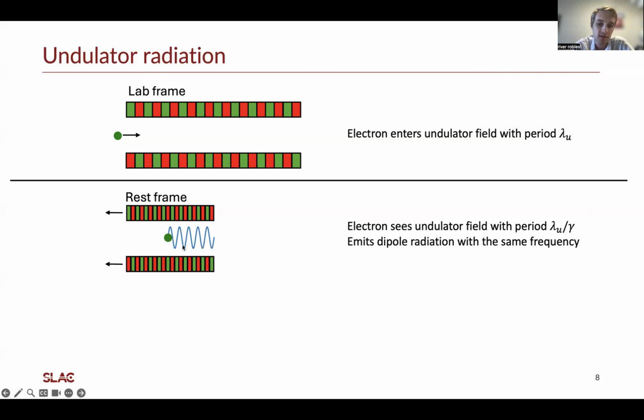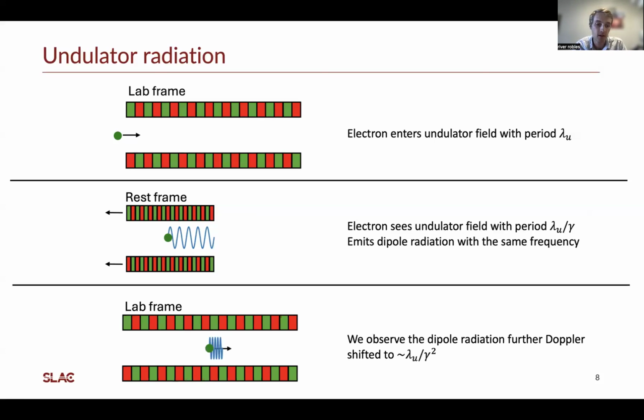As the electron sees that field, it oscillates up and down like an electric dipole, and it emits dipole radiation with that same contracted wavelength of lambda u over gamma. Of course, we are not living in the rest frame observing this radiation. We are observing this radiation in the lab frame. So we have to think about what changes when we sit at the end of the undulator and watch this radiation coming out of the electron. Well, we perceive it with another effective length contraction of the wavelength thanks to special relativity. Now back in the lab frame, the radiation emitted by the electron does not have a wavelength of undulator period divided by Lorentz factor.